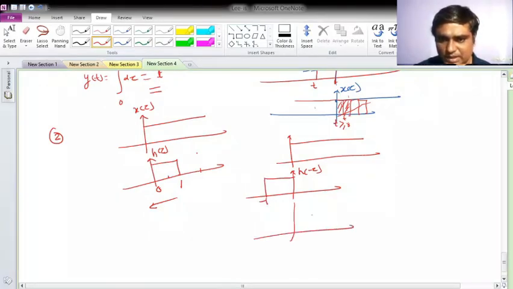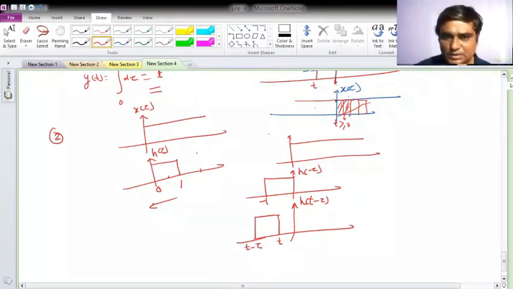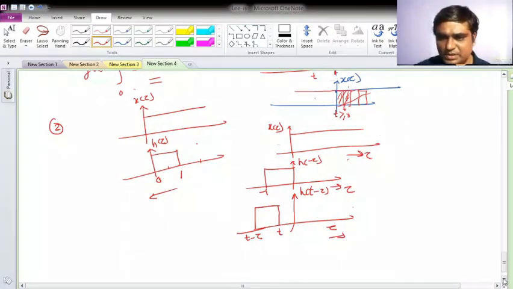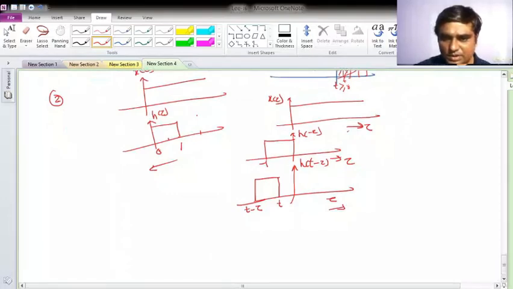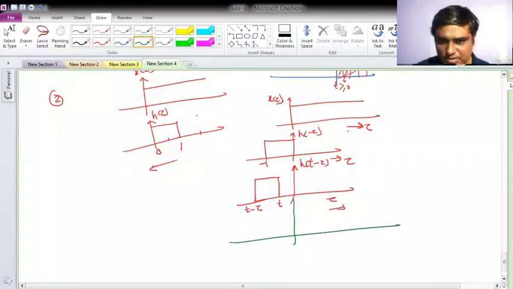To generalize, h of t minus tau. So if this edge is t, what about this edge? This edge will be t minus tau. Okay, this is x of tau, all are with respect to tau, it is okay. Now when will the overlapping start between h of t minus tau and, let me draw with another pen, this is my x of tau.